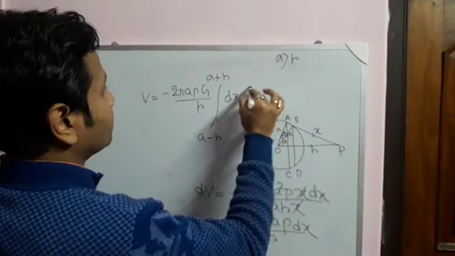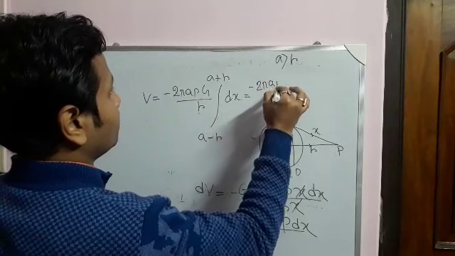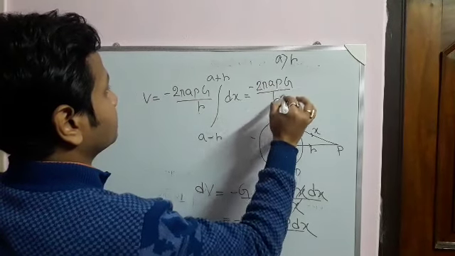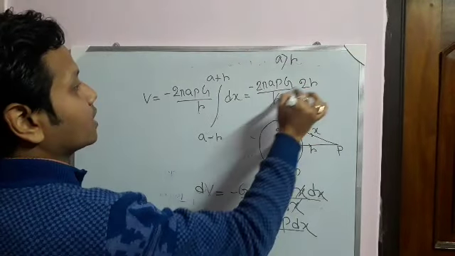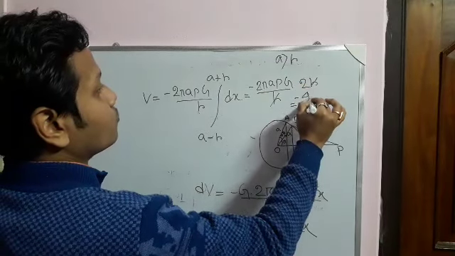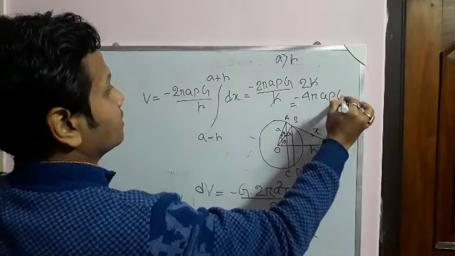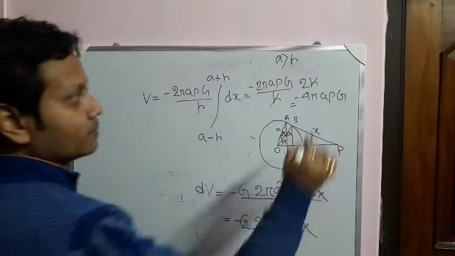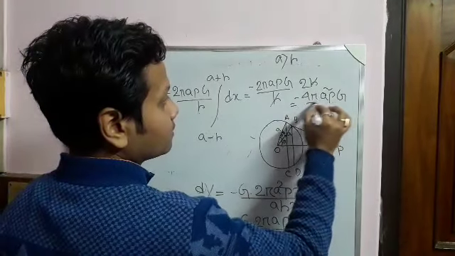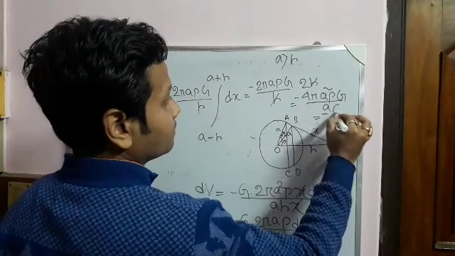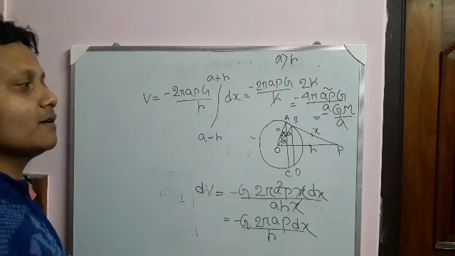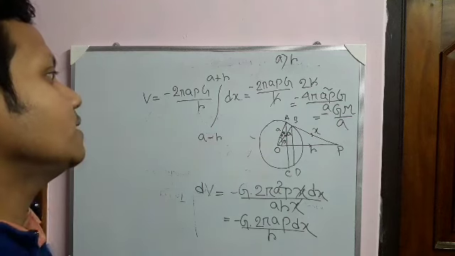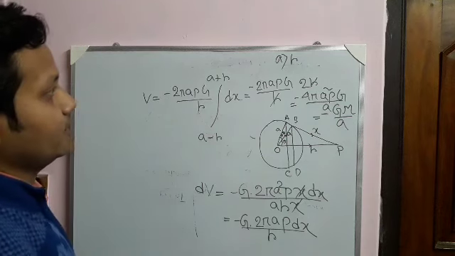So what will be my result? Minus twice pi a rho g by r. This simply becomes 2r. Okay, so r cancels. So minus 4 pi a rho g. If we multiply it by a, what we get? By a. So this is simply minus GM by a.